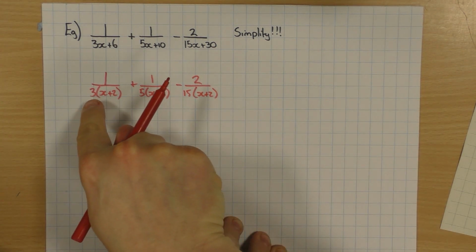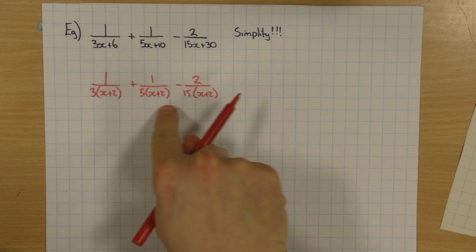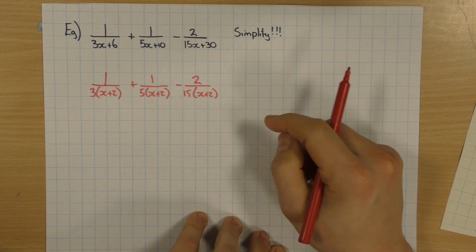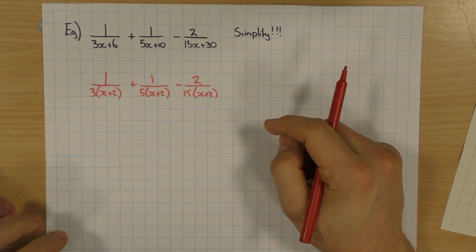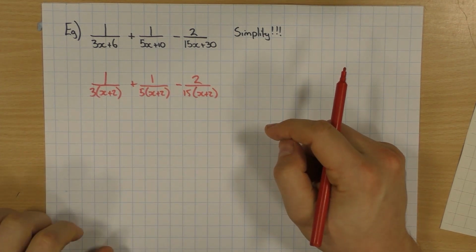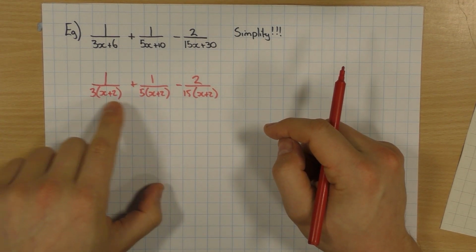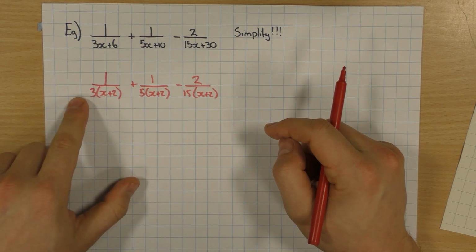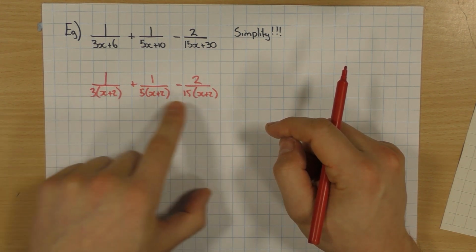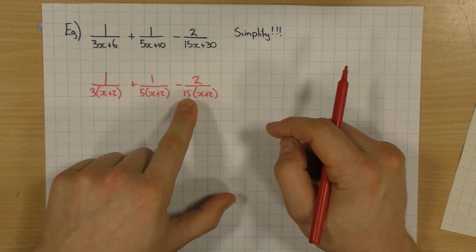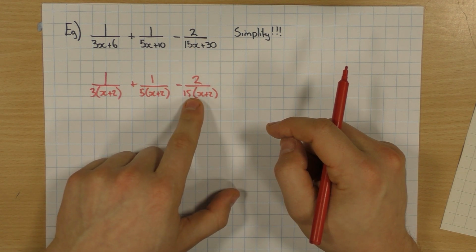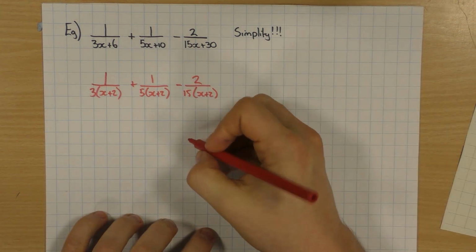So as you can see, in the brackets, I have x plus 2, x plus 2, x plus 2. However, they are still different. That's a 3 on the outside, that's a 5, and that's a 15. So I still need to make them the same denominator before I can do any adding or subtracting. Hopefully, though, you might be already ahead of the game. If I want the lowest common multiple of all these, well, 3 will go into 15 and 5 will go into 15. So I'm going to make all the denominators 15 and then in brackets x plus 2.